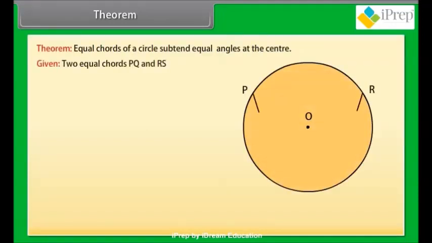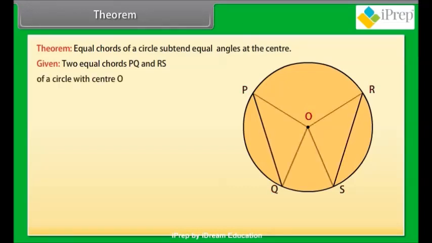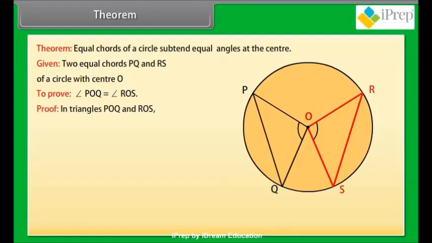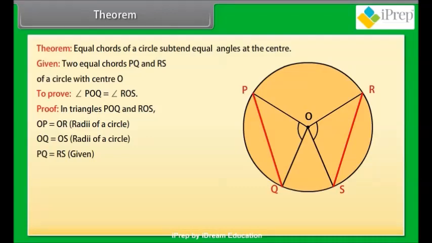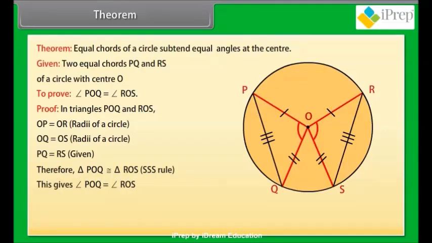Given two equal chords PQ and RS of a circle with center O. To prove, angle POQ is equal to angle ROS. Proof. In triangles POQ and ROS, OP is equal to OR because these are the radii of a circle. OQ is equal to OS. These are also the radii of a circle. PQ is equal to RS, given. Therefore, by the SSS congruence rule, triangle POQ is congruent to triangle ROS. This gives angle POQ is equal to angle ROS because corresponding parts of congruent triangles are congruent.